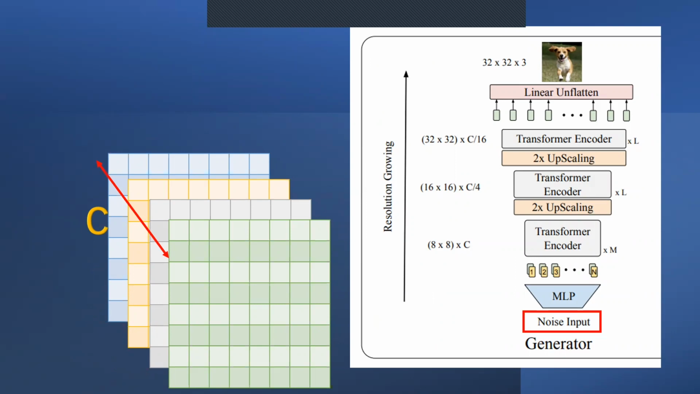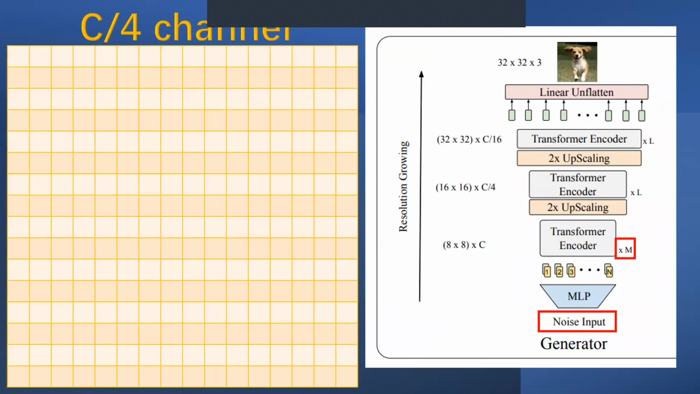And this will be like a sentence of 64 different words. And we put it into M layers of transformers. And at some point, we decide to upscale. So now you have an 8 by 8 by C input. It will be upscaled to a 16 by 16 by C over 4 channels like this. So this will be the same total memory size as before, which is the way that it saves memory.